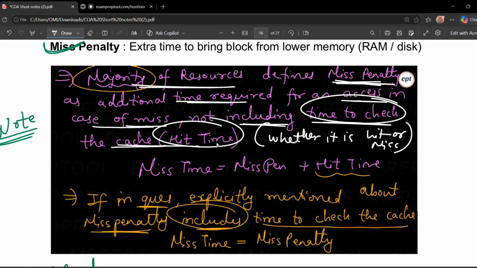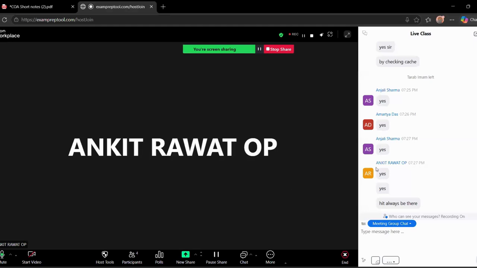So majority of resources' miss penalty won't include it. That's why miss time, you have to explicitly add hit time. Got it? You have to explicitly add it in this case.